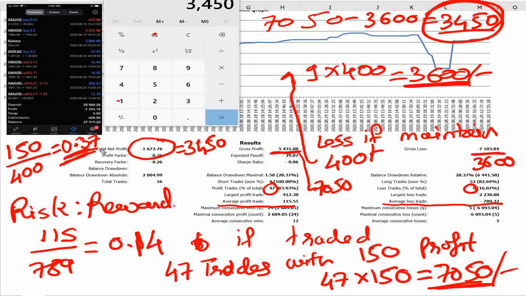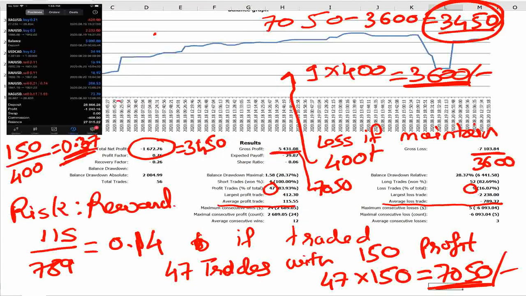If you divide 150 by 400, the risk reward ratio would come to 0.37, whereas the client's actual risk reward was 115 divided by 789, which is equal to 0.14. So this was the client's actual risk reward pattern, but he should have followed the 0.37 risk reward pattern, then his account would be in profit.